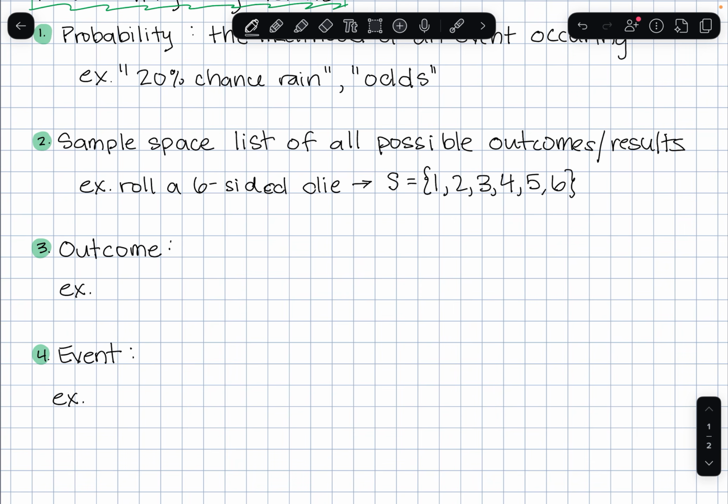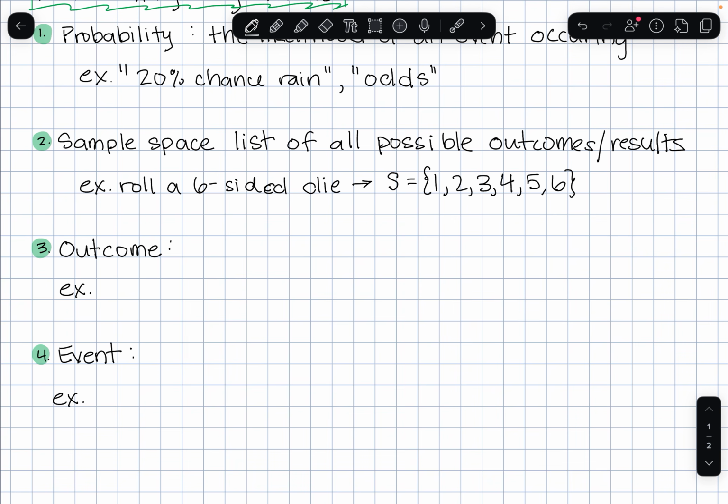You will notice we write this list in curly brackets. Sometimes we are interested in the list itself. That's going to help us calculate probability. I also need to know the size of a list. So in this case, this list is 6 long, so I have 6 possible outcomes.